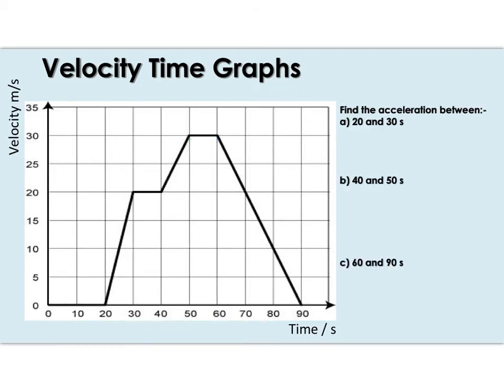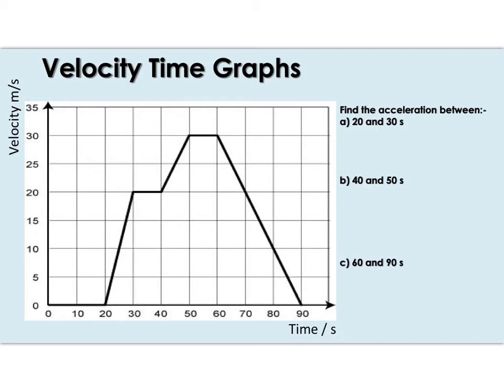We're now looking at the same velocity time graph again, but this time we want to find the acceleration between different points. So he wants us to first of all find the acceleration between 20 and 30 seconds. So you can see over here this is 20 and 30 seconds, so it's accelerating there. Remember that the acceleration is calculated using the gradient.